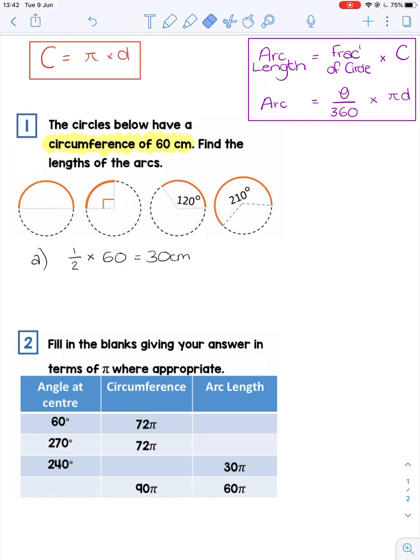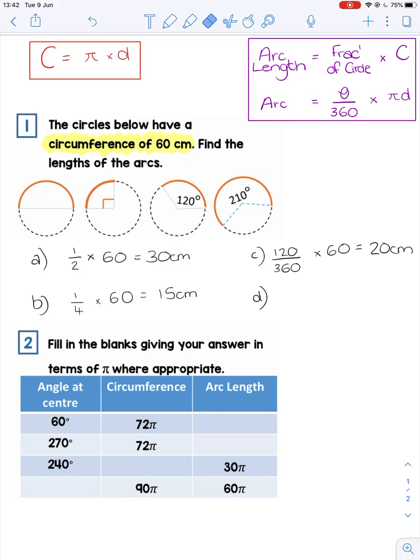I'll look at C. How much of a circle have we got this time? We can write it like this, 120 out of 360. You might have spotted that that's a third of the circle, but if not, it's fine to just use 120 out of 360 times the circumference, and that will give us 20. 1/3 of 60 is 20. Okay. B was just a quarter, so that was quite an easy one.